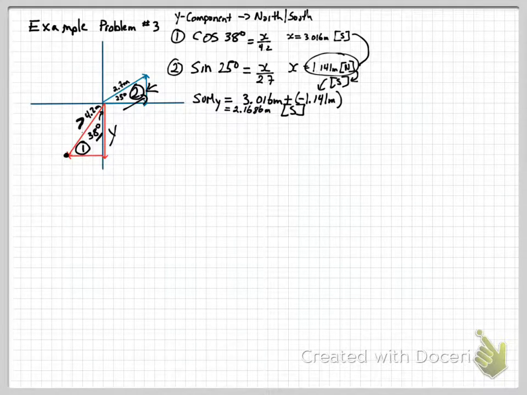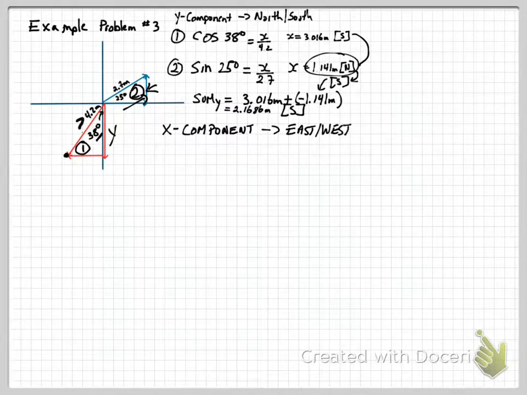Alright, so now we're going to do the same thing for our x component. Our x component is dealing with east-west. So again, we're going to start off with triangle number 1. Now we're concerned about this vector, and in triangle 2 we're concerned about this vector.